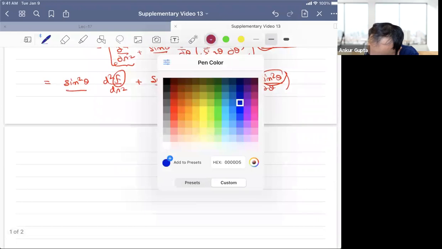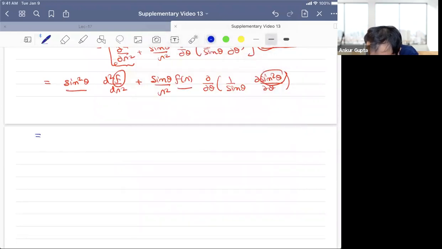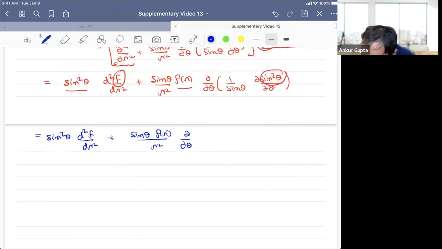So let's do this again. Now we have sin² θ d²f/dr², rather you should write d² f, because f is only a function of r, plus sin θ f(r)/r² times ∂/∂θ of 1/sin θ times the derivative of sin² θ. The derivative of sin² θ is 2 sin θ cos θ.